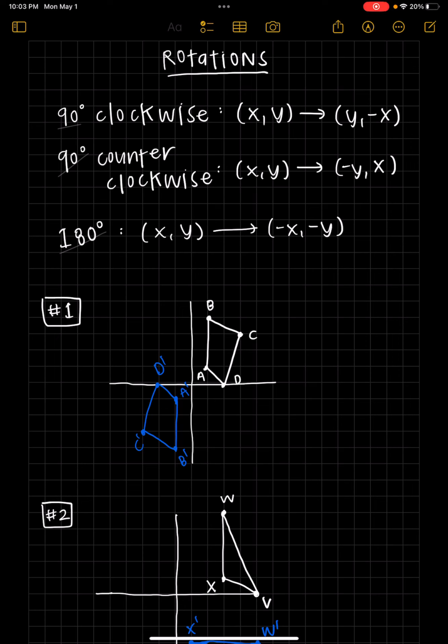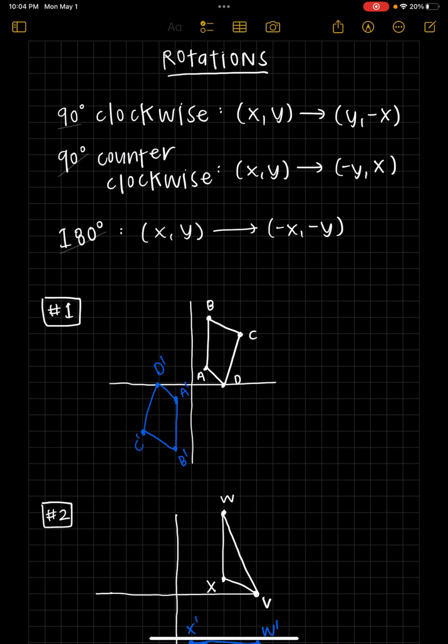Hi again. So now we're going to be talking about rotations. We just talked about translations and reflections, and so rotations, instead of shifting up, down, left, right, or flipping over something, it turns the shape. So there are several different ways we can turn the shape, but we're only going to be talking about three today. We can either go 90 degrees clockwise, 90 degrees counterclockwise, or 180 degrees.